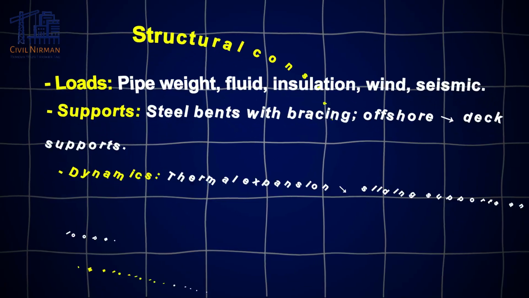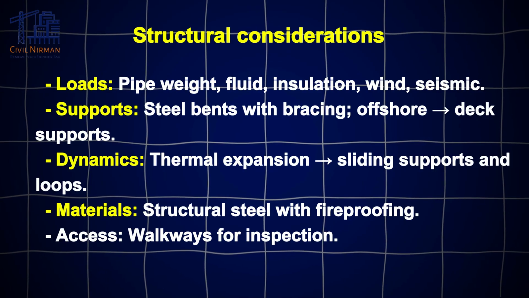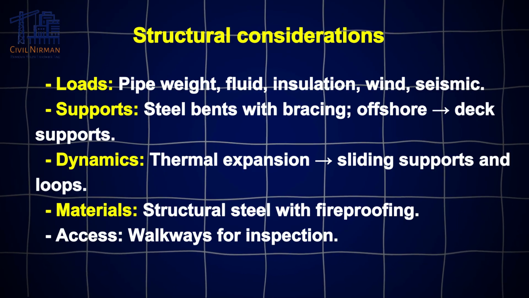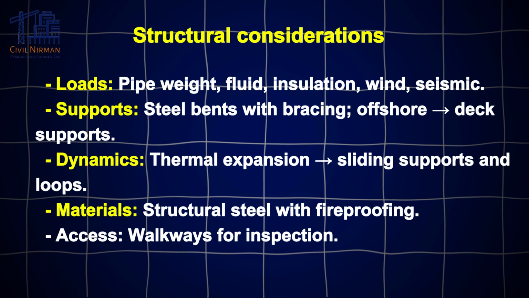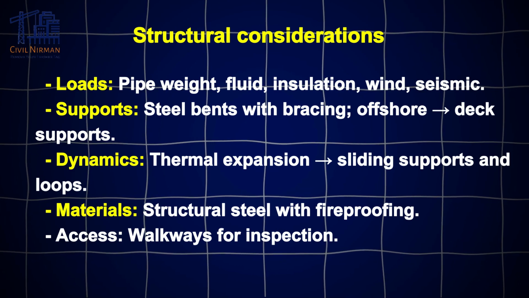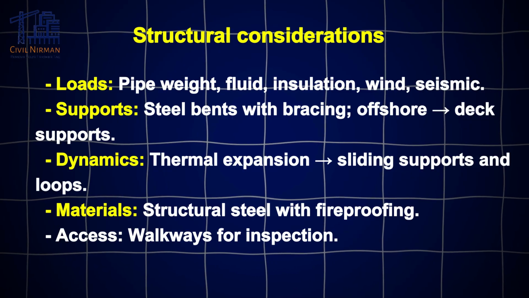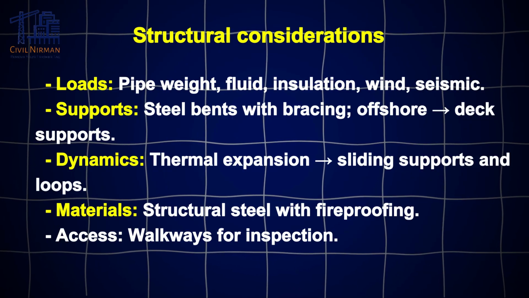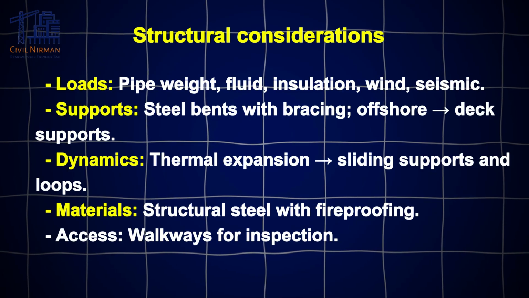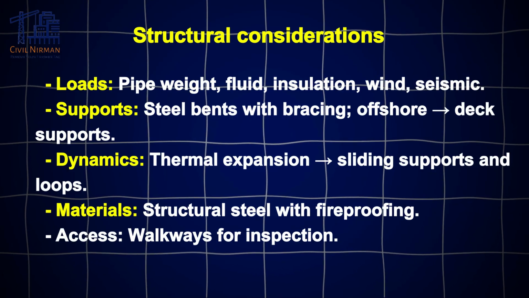In case of structural consideration, we have to take care of all the equipment and piping loads apart from wind and seismic loading. Usually they are supported on steel bents with bracing, and usually on RCC framing as well. In case of their dynamics, usually they experience thermal expansion, sliding supports and loops, thermal anchor and friction loads, and they are made of structural steel and fireproofing.